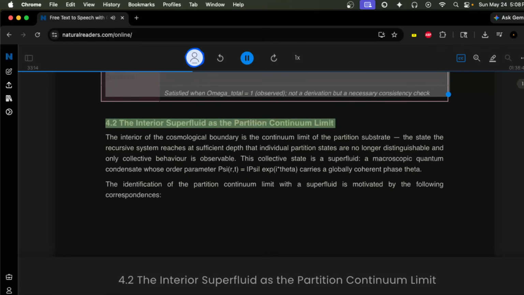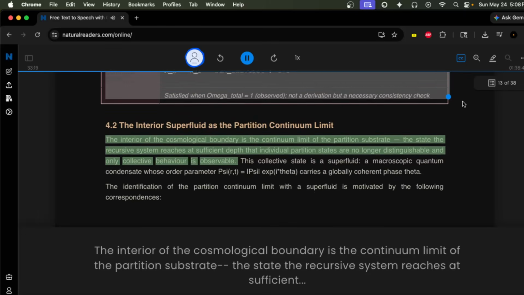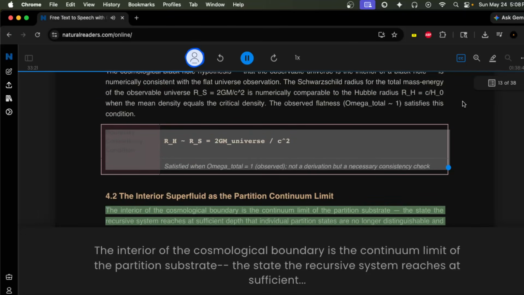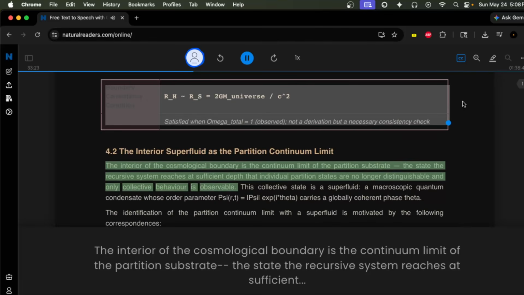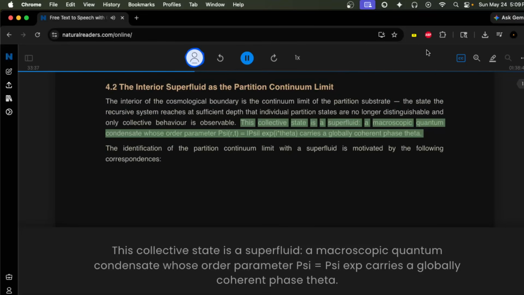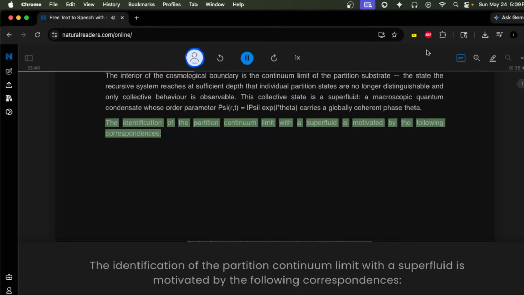4.2 The interior superfluid as the partition continuum limit. The interior of the cosmological boundary is the continuum limit of the partition substrate, the state the recursive system reaches at sufficient depth that individual partition states are no longer distinguishable and only collective behavior is observable. This collective state is a superfluid, a macroscopic quantum condensate whose order parameter psi = psi exp(i theta) carries a globally coherent phase theta. The identification of the partition continuum limit with a superfluid is motivated by the following correspondences.